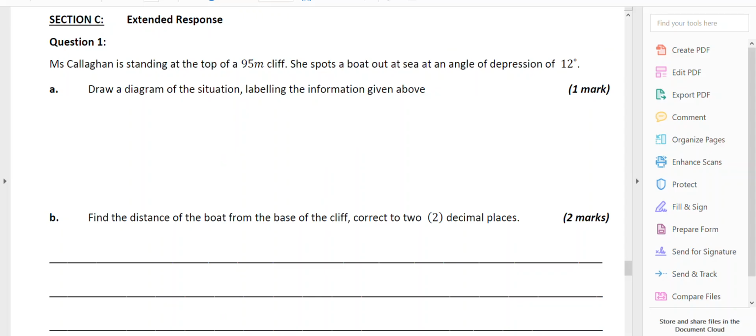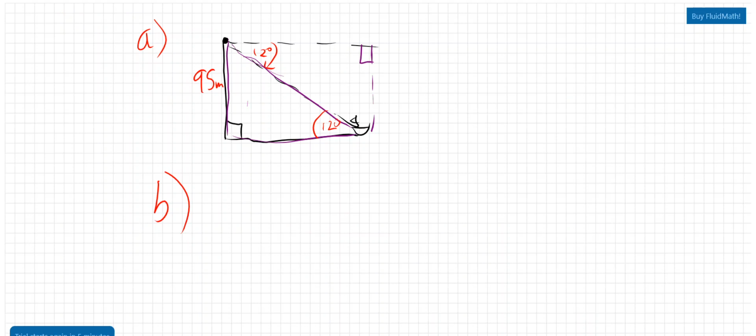Okay, so now using our diagram, let's work out question B. And it says, find the distance of the boat from the base of the cliff. Correct to 2 decimal places. Okay, so there's our boat. So the base of the cliff is just over here. And the distance from there to there is what we're trying to find. From the cliff to the boat. And now let's label that as, we can call it X if you want to. Or any other variable is fine.